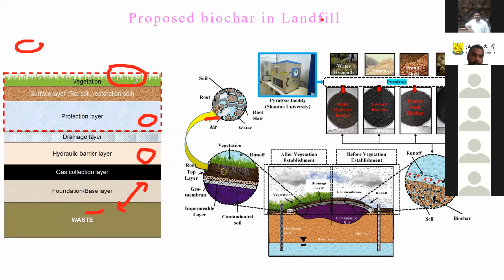Although we have done a lot of research in this part and in developing this hydraulic barrier, it is very important that we also help to sustain the top layer and the vegetation layer as well as the protection layer. So this biochar can be useful to sustain vegetation growth during extreme drying periods and also during wetting periods. So that is one advantage that we can have using this biochar. Okay.